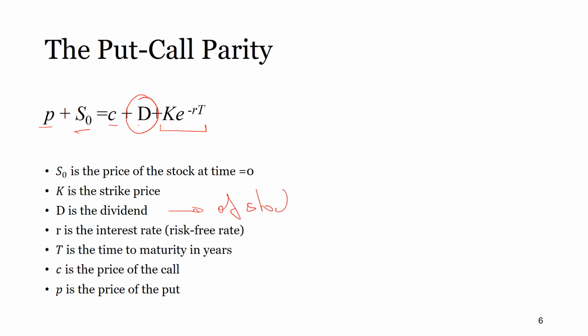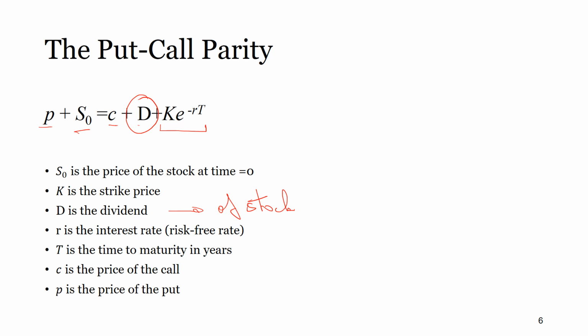Of course, a stock, which is a share, will pay dividends. And if your option lifetime has a dividend paying date during the lifetime, then you have to adjust the price of the put and the call to take that into account. Now, it's very simple to add the dividend here. It's given to you, so you don't have to worry about that.